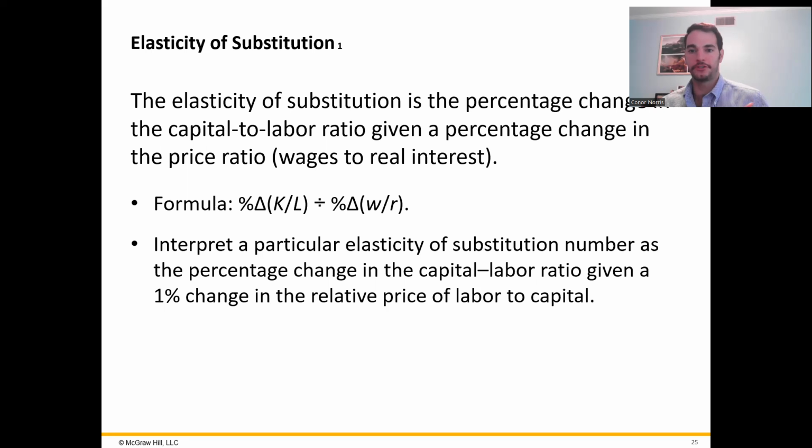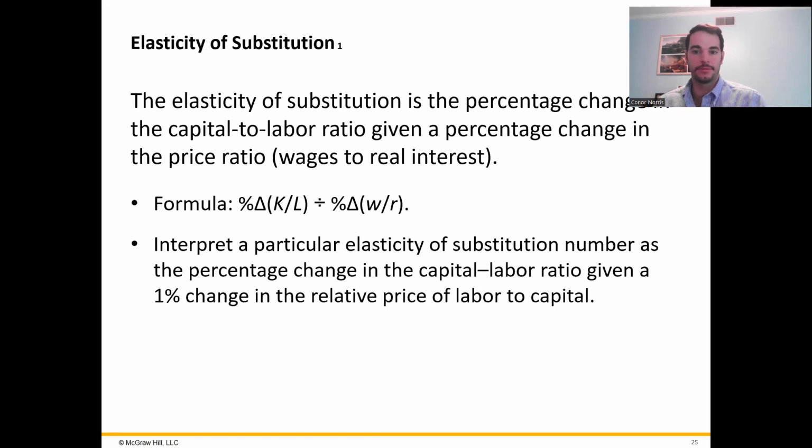But I do want you to understand the basics because it is important to understand the elasticity of substitution. So remember, we use elasticity to measure the responsiveness of changes. In this case, we can do it for changes in employment due to changes in wages. So this relates to how firms adjust their labor to capital ratio when the cost of one input changes compared to the cost of another.